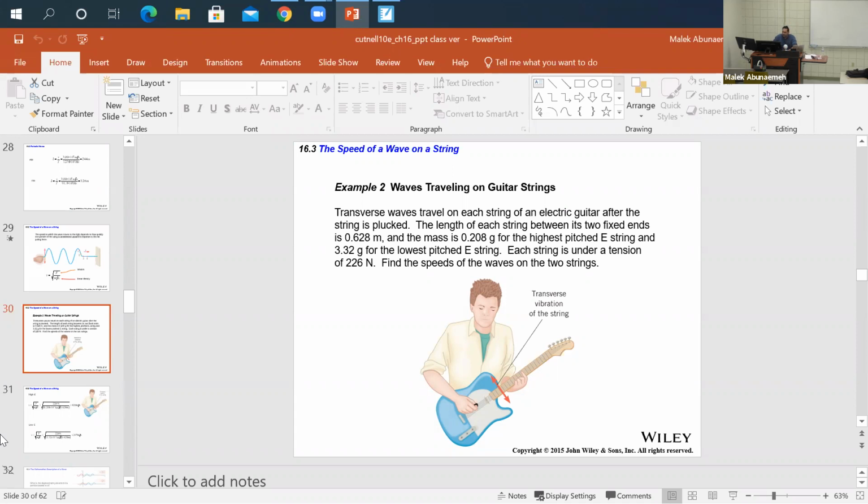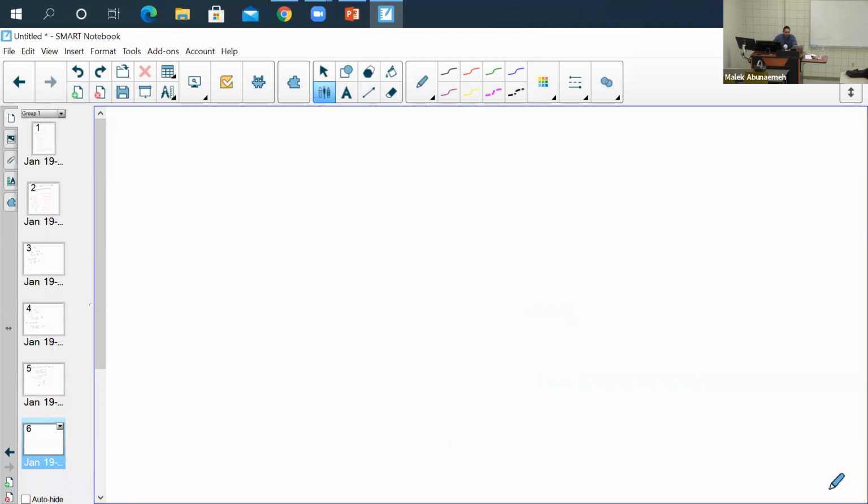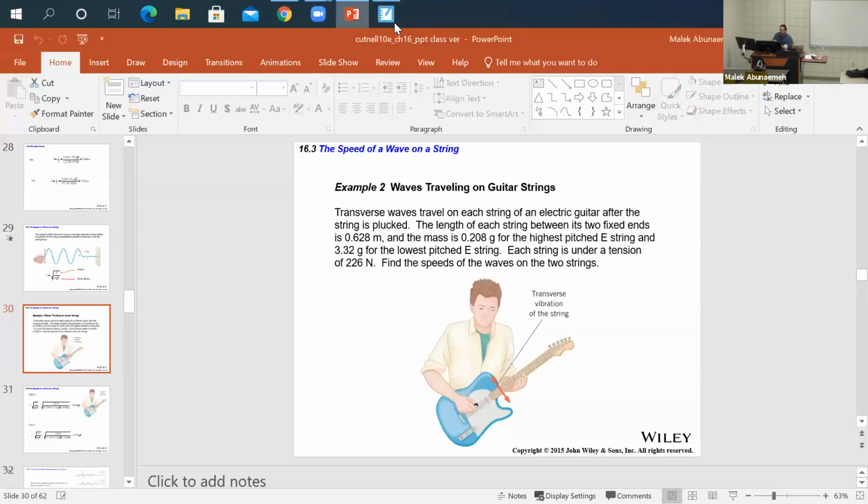So let me go right ahead. Your tension T, tau, is going to be 226 newtons. Now your length for the strings is 0.628 meters. Let me just make sure that's right. 0.628 meters, yes. Now your mass for the E string, I'm just going to count high and low. For the high one it is 0.208 and the low is 3.32.